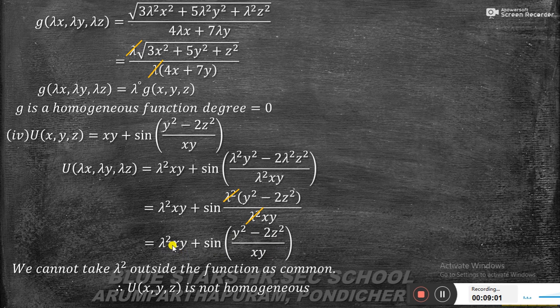Therefore you see lambda square into xy plus sine of y square minus 2z square by xy. You see lambda square is not common in the second term. There is no lambda square in the second term. So we cannot take lambda square outside. Therefore from this we conclude that the function is not homogeneous. So we cannot take lambda square outside the function as common. So u of x comma y comma z is not homogeneous because there is no lambda square in the second term.